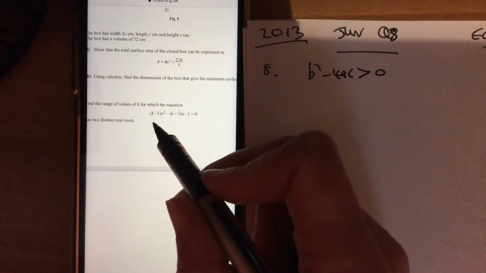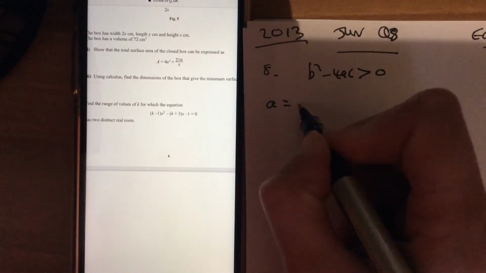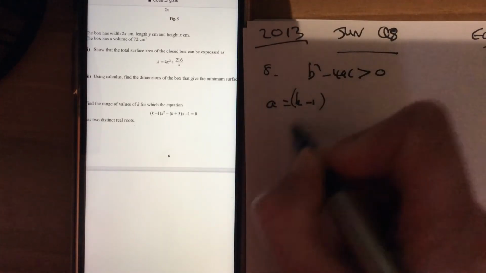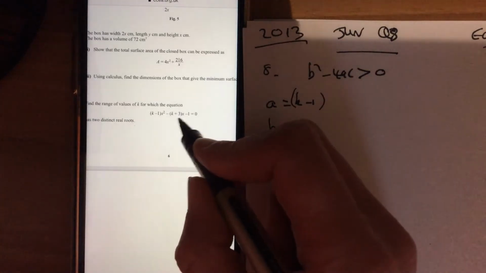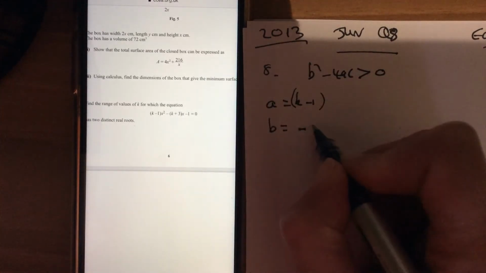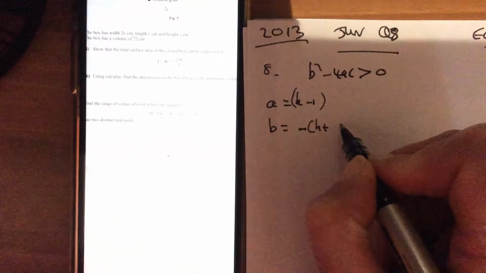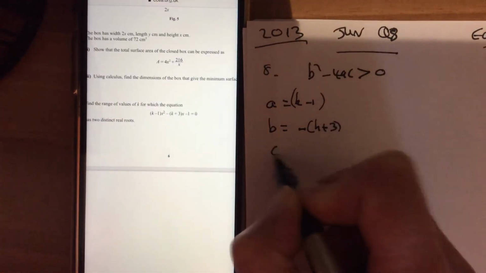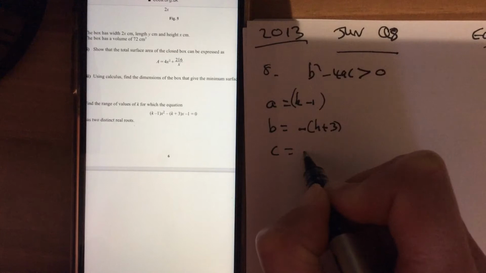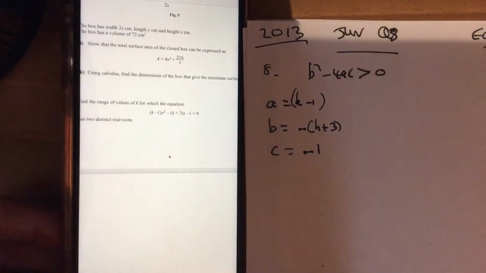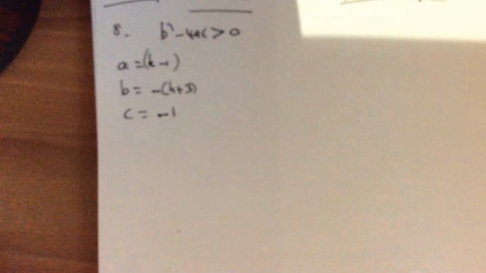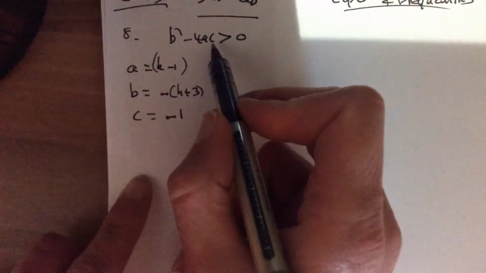Now just be very careful here. A is in front of the x squared, which is fine. B is in front of the x, and it's actually minus (k plus 3). And then c is on its own, so it is minus 1. Now, just plugging those numbers into the formula up here for the discriminant.